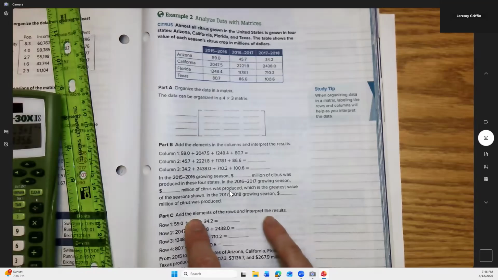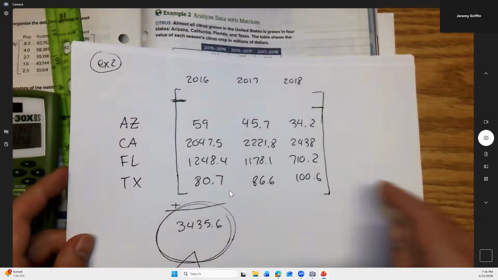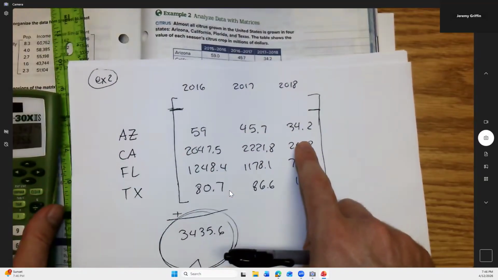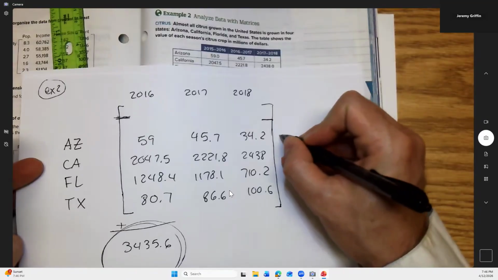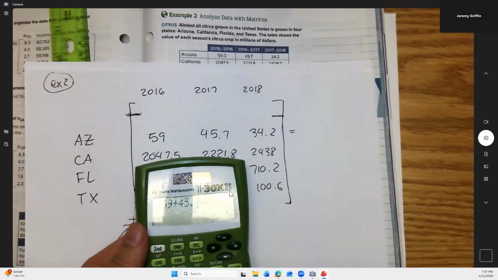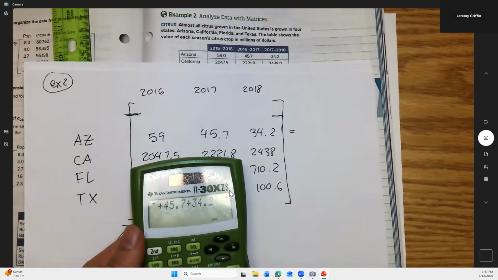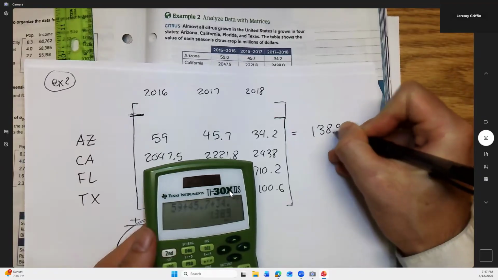Add the elements in the rows and interpret the results. Okay, so what does it mean if I add all the numbers in a row? Let's take these three right here. This plus this plus this. So I'll say equals, let's see, what's 59 plus 45.7 plus 34.2. All right. So the numerical value is 138.9. Right? That's millions of dollars.